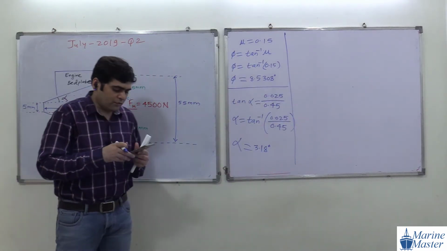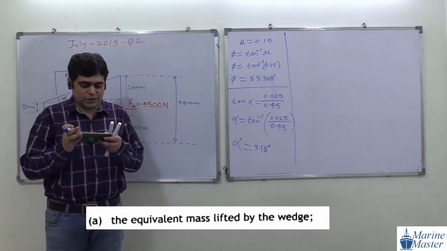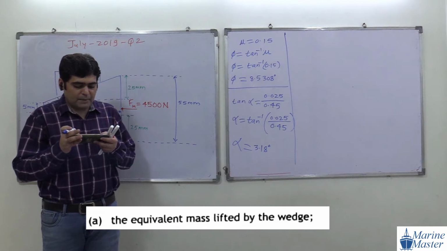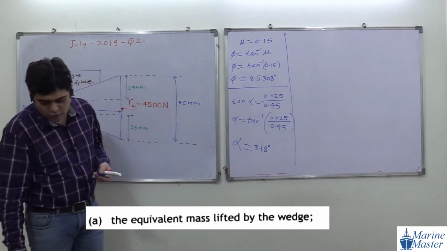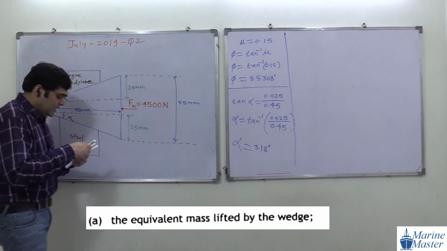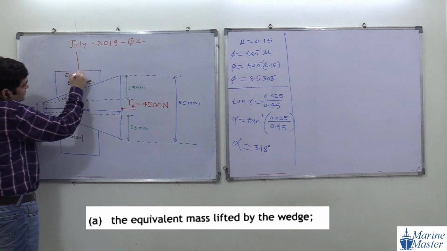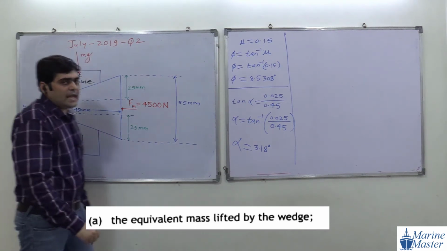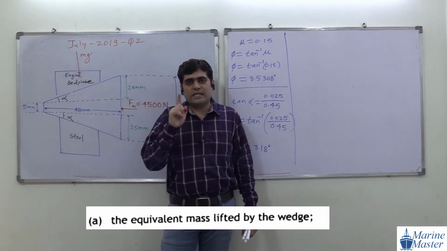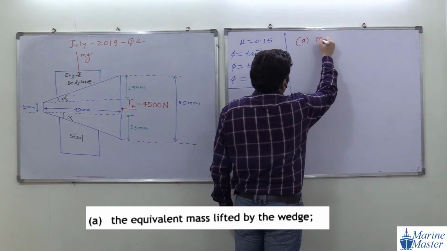Now we are going to see what they are asking us in the question. In the A part, they are asking the equivalent mass lifted by the wedge. Means how much mass is going to be lifted by the wedge. So here the load will act. This load will be what, guys? mg. So in A part, what is our target? In A part we have to find out, guys, what?